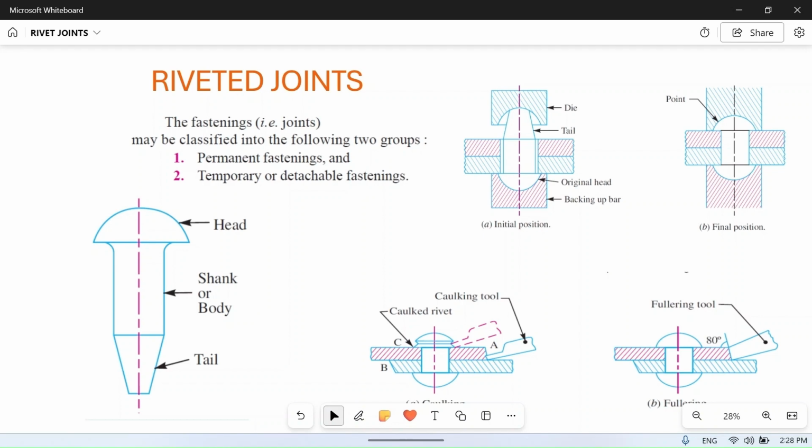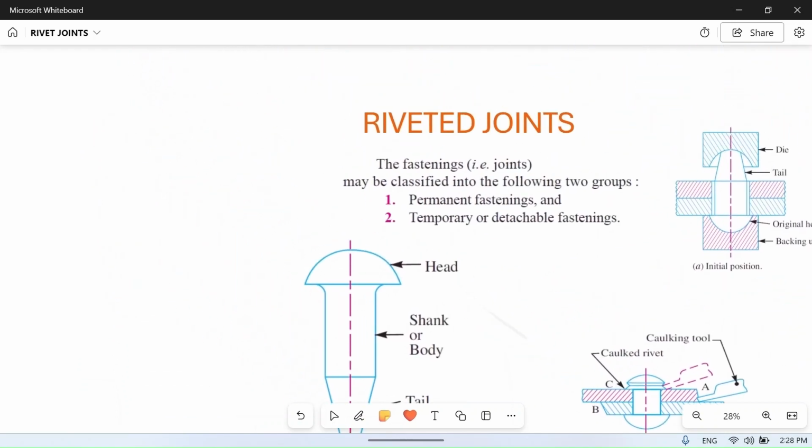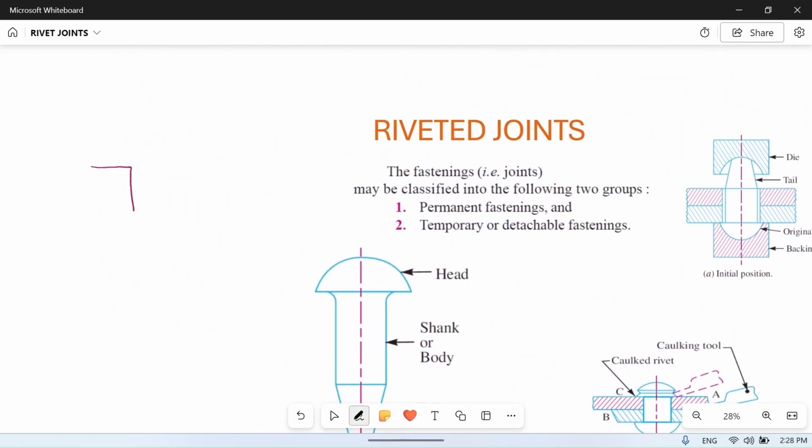So let's start. First one is the types of fastenings or joints. There are two types: first is permanent fastenings, and second is temporary or detachable fastenings. In permanent fastening, suppose these are two plates and we have to join them, then we can do welding here, and it will become a permanent joint. So it is a permanent fastening.